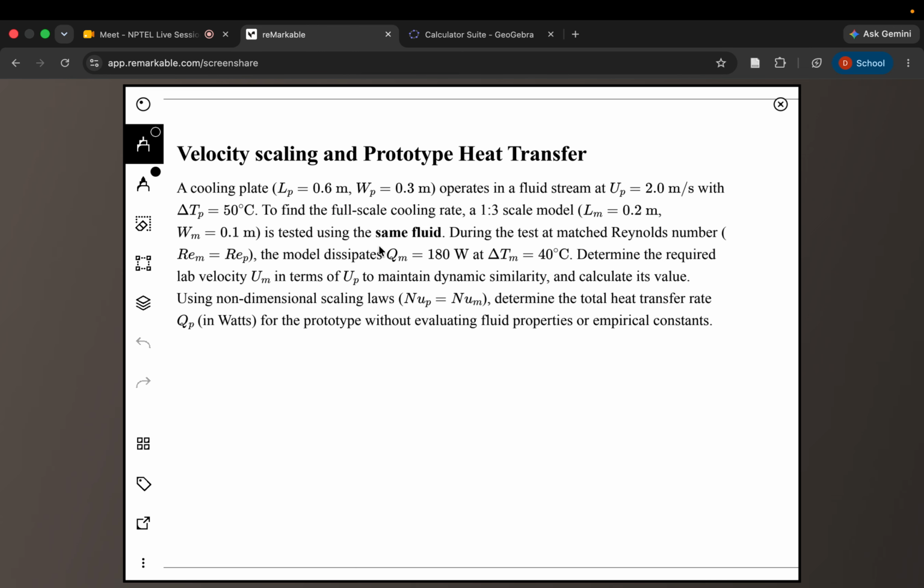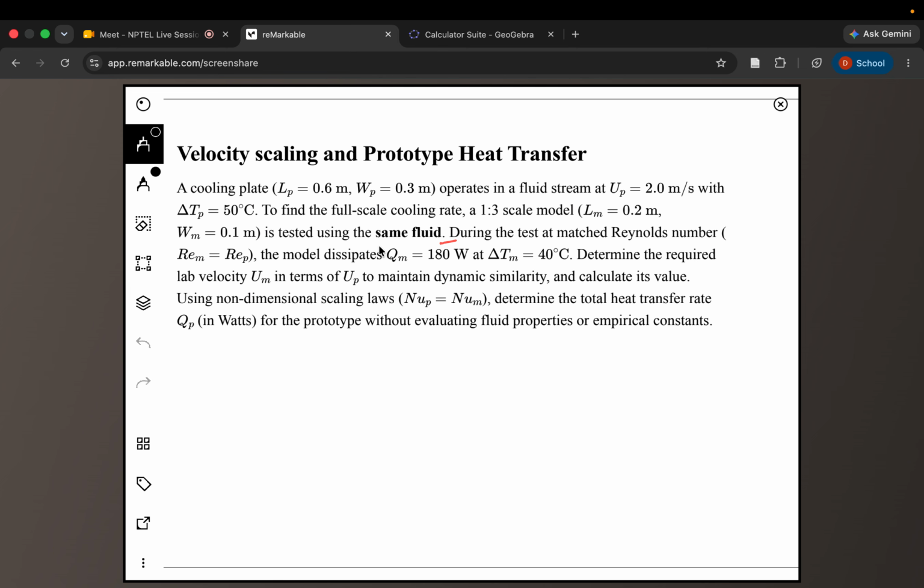So the same one with different dimensions. Consider the cooling plate. It is operating in a fluid free stream with the velocity given as 2 meter per second, and the temperature difference between the plate and the ambient is 50 Celsius. To find the heat transfer rate, instead of doing the experiment on the actual one, we did a 1:3 scale model where the length is 0.2 meter and width is 0.1. So it is essentially a 1:3 scale model using the same fluid so that the properties are constant.